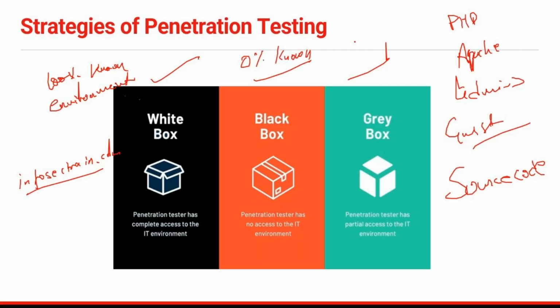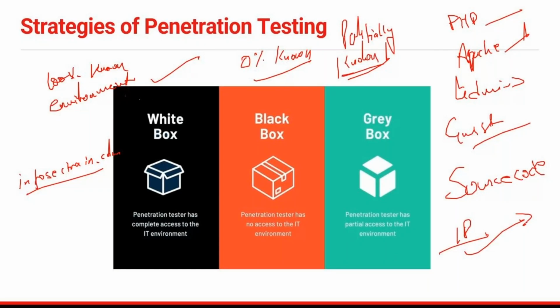Now gray box is partially known. So partially known environment means that I'm not giving you 100% information, but I'm telling you that my website is made on PHP, developed on PHP. It is hosted on Apache, and I'm giving you the access to my network also. So whatever your IP is, I'm whitelisting your IP address in my network so that you can connect to my network. Now find out the vulnerabilities. That is gray box pen testing.